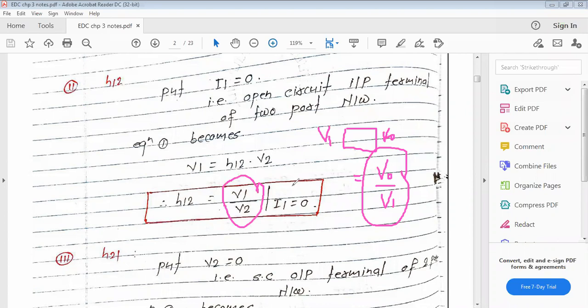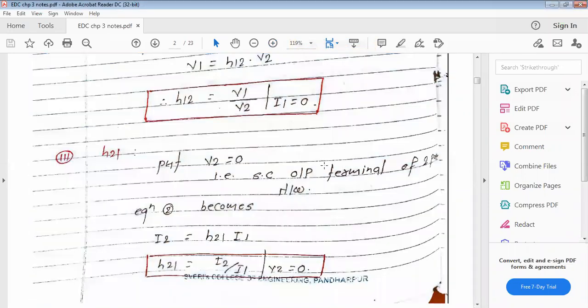Is it okay, everyone? So H12 is nothing but which type of gain? Is it a voltage gain or current gain? Voltage gain. Why? It is the ratio of input voltage divided by output voltage, so it is 1 upon the gain of the voltage. Why the reciprocal of gain? Because gain is output upon input, but here we are getting input upon output. So we call it a reciprocal.